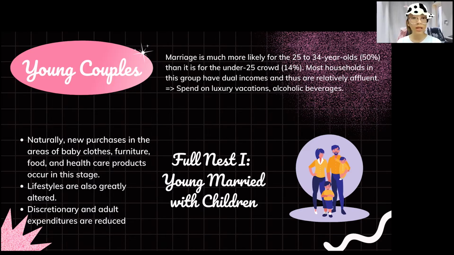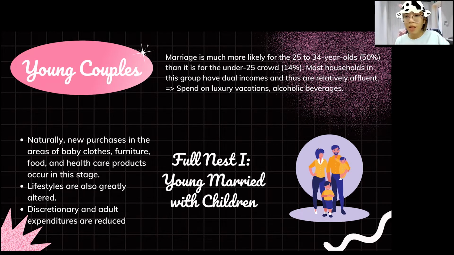The next group is young couples. They have no children, and marriage is much more likely for 25 to 34 year olds than it is for the under 25 crowd. Savings, household furnishings, major appliances, and more comprehensive insurance coverage are among the new areas of problem recognition and decision making to which a young married couple must give serious consideration.